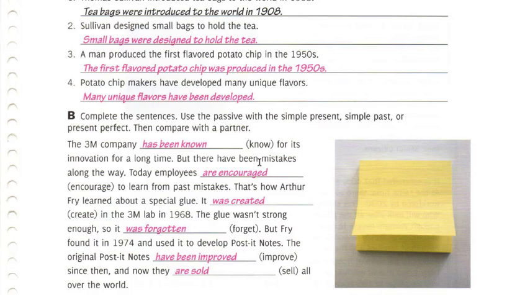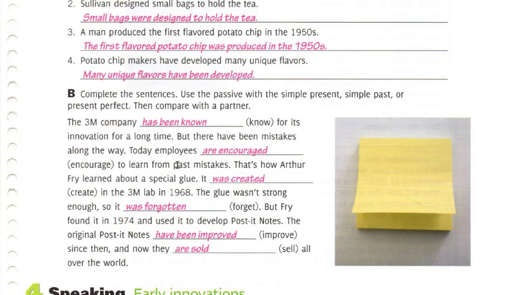But there have been mistakes along the way. Today, employees are encouraged to learn from past mistakes. Okay, so we add the -ed at the end to change encourage to encouraged. And since employees is a plural word, we use the auxiliary word, the be word, are. Today, employees are encouraged to learn from past mistakes.